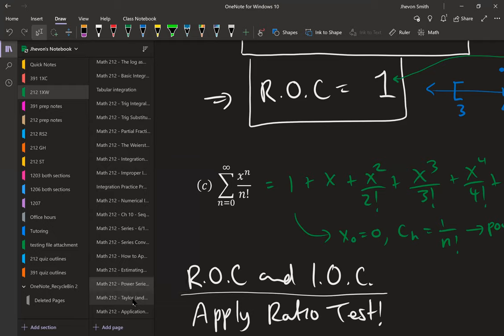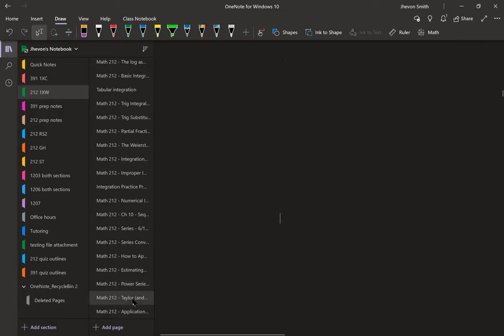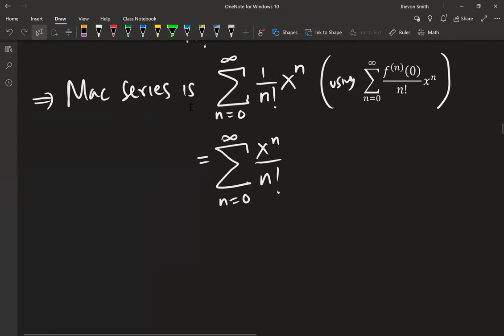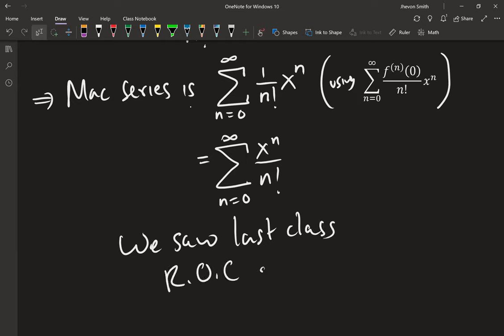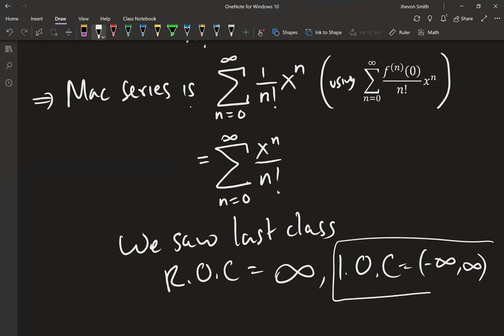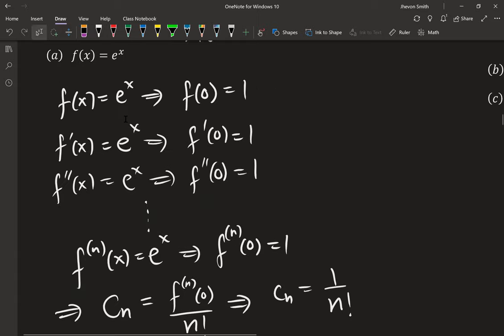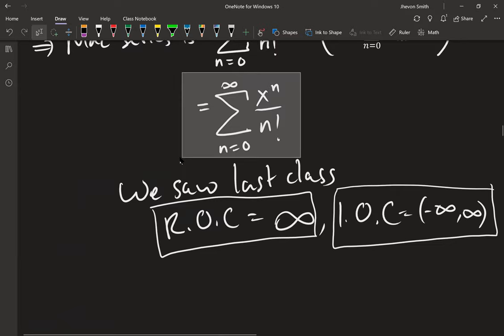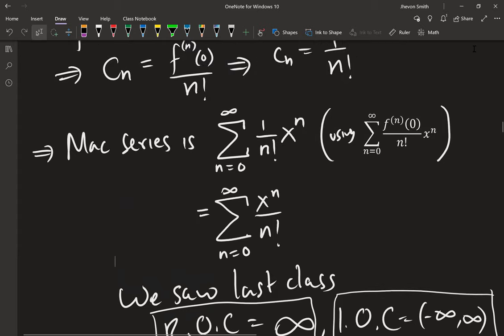We actually already know what the radius of convergence and the interval of convergence are. We saw last class that the ROC was equal to infinity here, and the IOC was equal to the entire real line. So it turns out that this series is the Maclaurin series for e to the x. That guy looks innocent, but he is actually connected to the function e to the x.